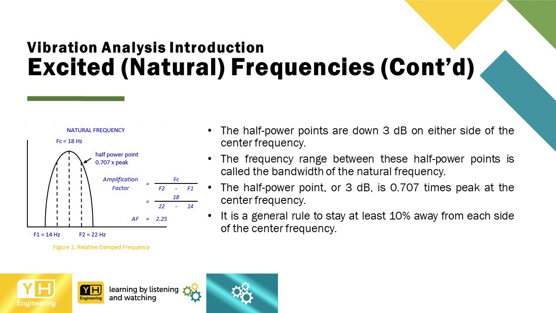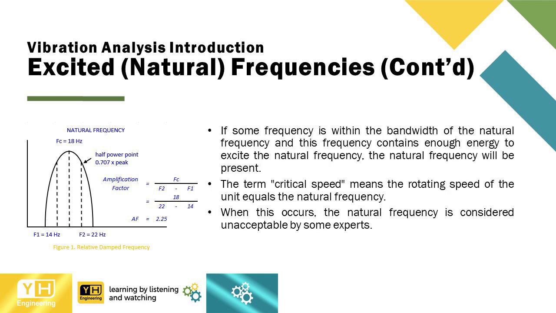It is a general rule to stay at least 10% away from each side of the center frequency. If some frequency is within the bandwidth of the natural frequency, and this frequency contains enough energy to excite the natural frequency, the natural frequency will be present. The term critical speed means the rotating speed of the unit equals the natural frequency. When this occurs, the natural frequency is considered unacceptable by some experts.